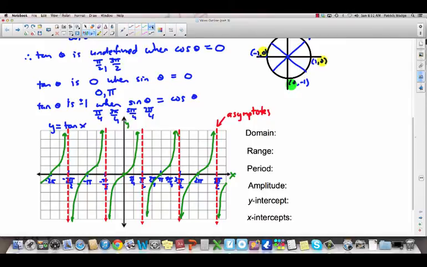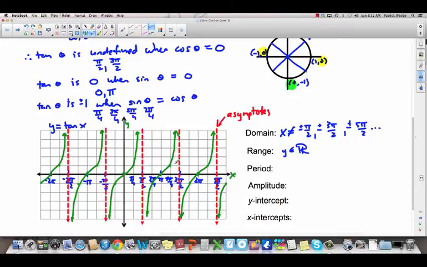So let's go through all the different aspects of it. What's the domain? Well, there's a whole bunch of x values it can't be. What can x not be? X cannot be pi over 2 or negative pi over 2, so plus or minus pi over 2. The next one is plus or minus 3 pi over 2. It can't be plus or minus 5 pi over 2, dot, dot, dot. Range. Well, this goes down forever and it goes up forever. So in other words, y is an element of all reals. It can be anything.